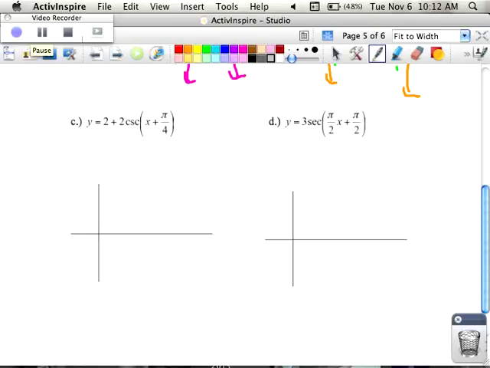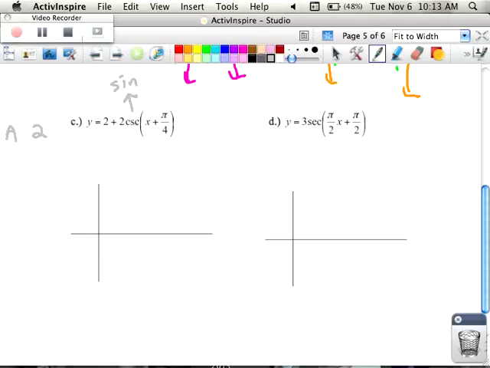Cosecant is the reciprocal of sine. So in my brain, the first thing I think about is all I'm going to talk about is the sine graph. Then off to the side, I'm going to talk about all the things that happen to that sine graph that I'm going to be flipping later. So for example, I'm going to talk about the amplitude. Is there a change in the amplitude? Yes, it is 2.